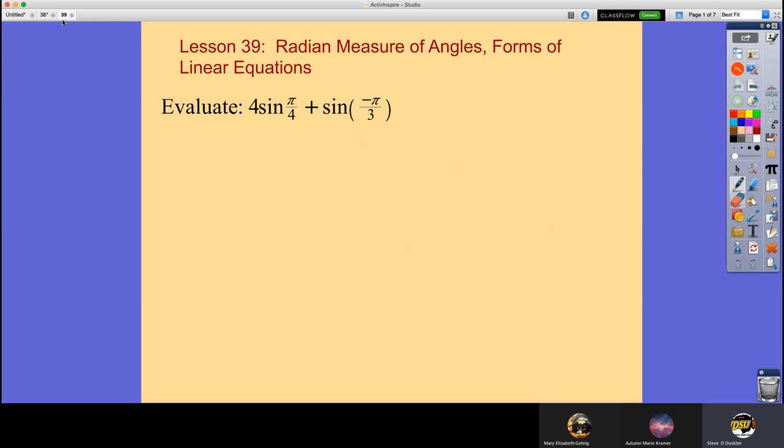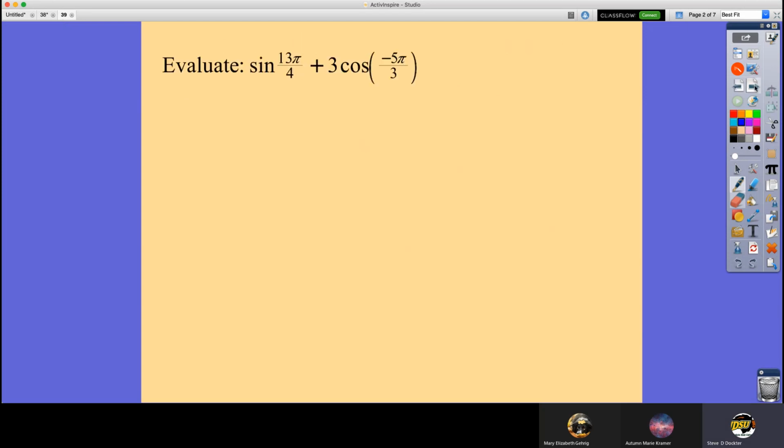All right, let's go. Lesson 39, radian measure of angles, and we're going to talk about forms of linear equations. If you guys want, I'm going to teach it to you the long way instead of the short way. Actually, while you're doing that, I'm going to get rid of a page.